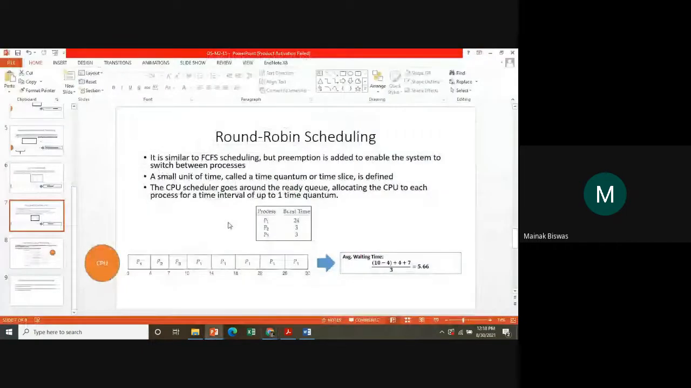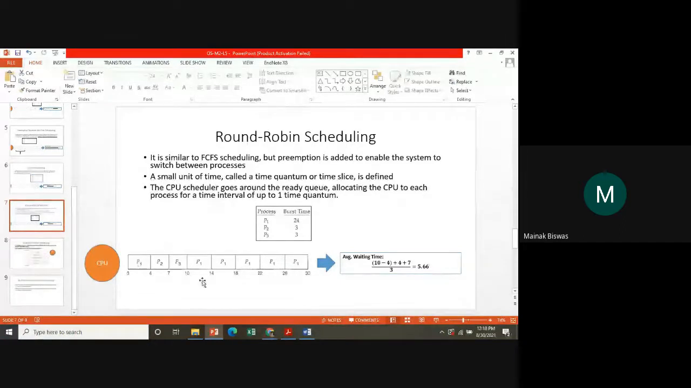So in this case, what happens? A small unit of time, let us say a time quantum or time slice, is defined. Let us say in this case the time quantum is defined as 3 milliseconds. So what does the CPU scheduler algorithm do? It has certain processes, P1, P2, P3.